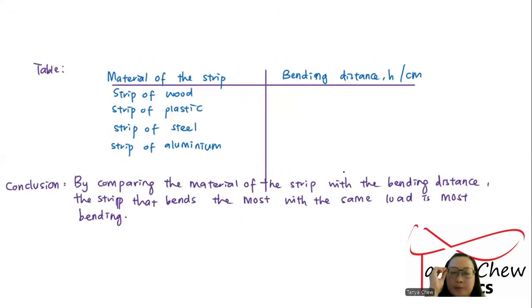Okay, so my table is like this. Material of the strip, I suggested wood, plastic, steel, and aluminum. And the bending distance, H/cm. Now they asked to suggest a conclusion. Because I'm the planner, you cannot give the conclusion. So you got to say that, whenever you have conducted this experiment, you just compare the material of the strip with their bending distances. The strip that bends the most with the same load is most bending. That's all.